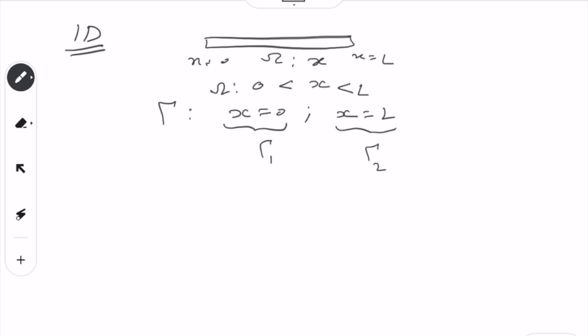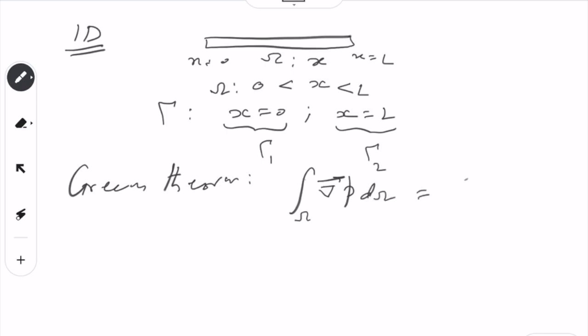Now, let us look at what the meaning of Green's theorem is in this case. It says the integral over omega of the gradient of p is equal to the closed integral of p n d gamma. Basically, you replace the delta with n, that is it.